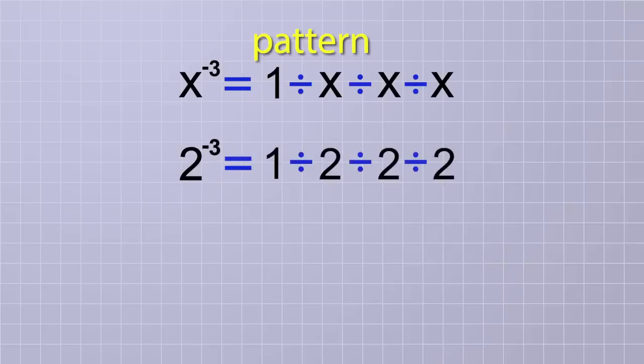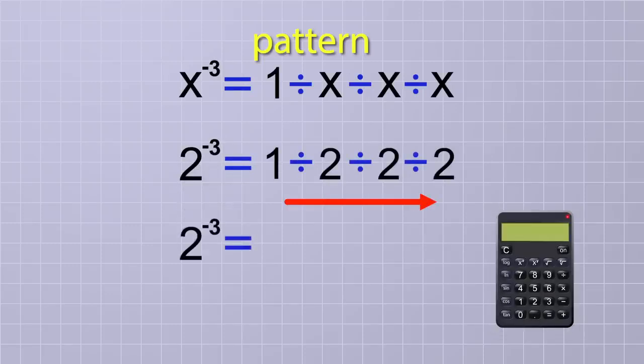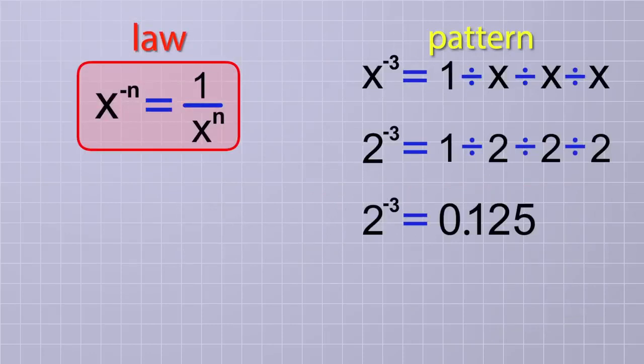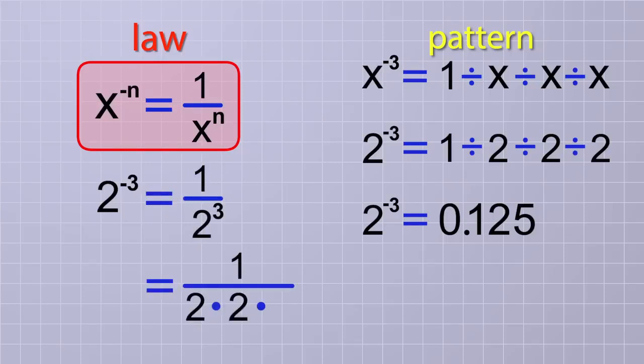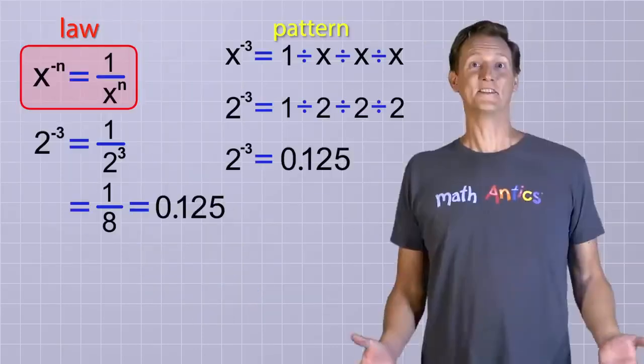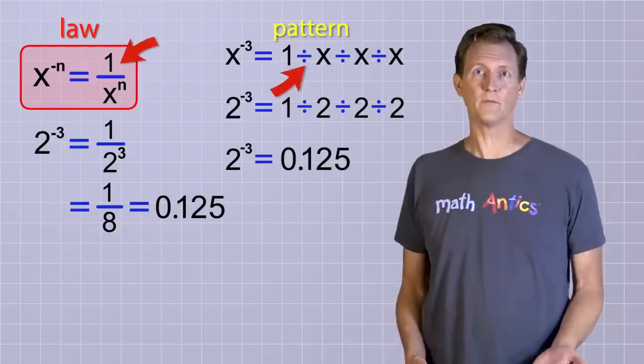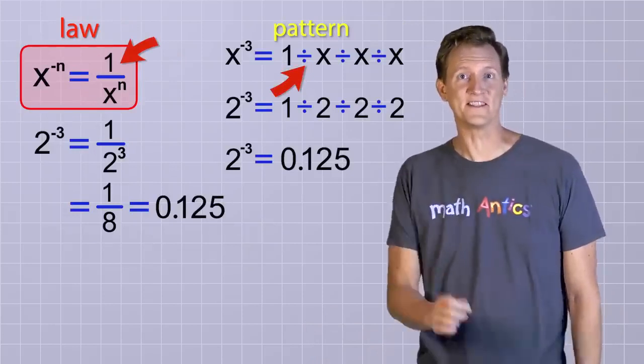If we do those operations from left to right using a calculator, we get 0.125 as the answer. Now let's write it in fraction form like our law of exponents tells us we can. 2 to the -3rd power would be the same as 1 divided by 2 to the 3rd power. And that's the same as 1 over 2 times 2 times 2, which simplifies to 1 over 8, and 1 over 8 simplifies to 0.125. See, whether you write it as a pattern of repeated division, or in fraction form, like our inverse law shows, you get the same answer.